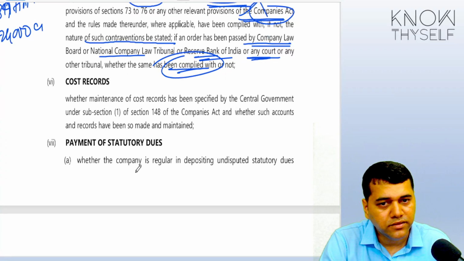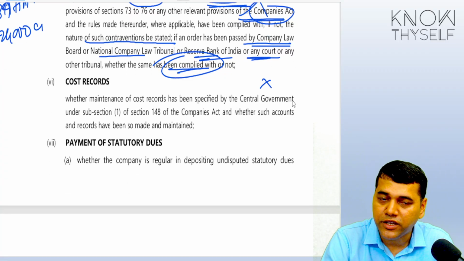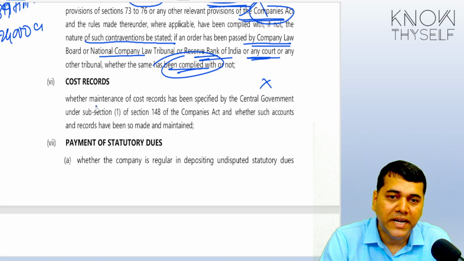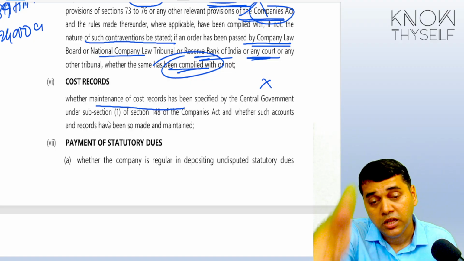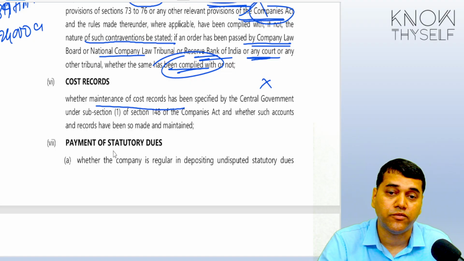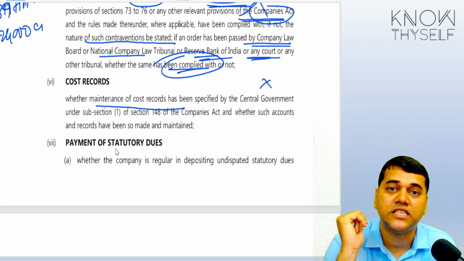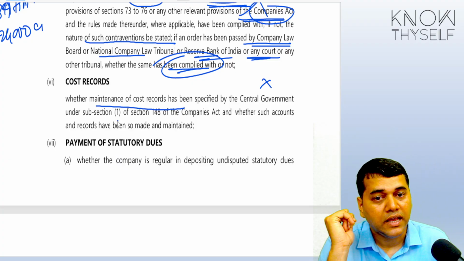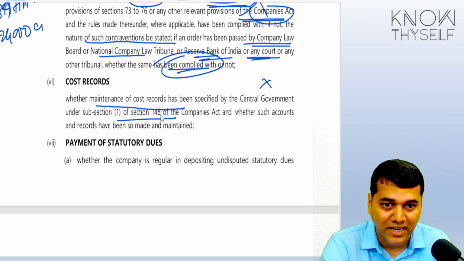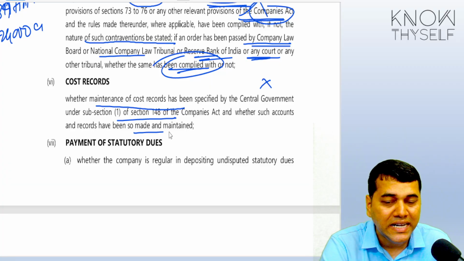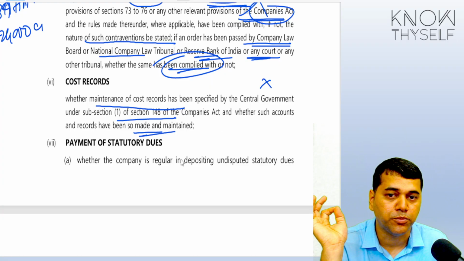Cost record, very easy. And again, I don't think any question can be there. Whether maintenance of the cost record has been specified by the central government. In the previous syllabus, you had to study cost records also, section 148. You see how much syllabus reduction has happened for you. So in section 148, whether the government has told your client to maintain cost record and have you maintained such cost record? That's what you need to report.